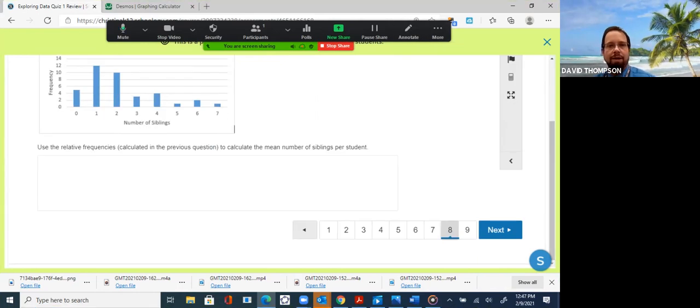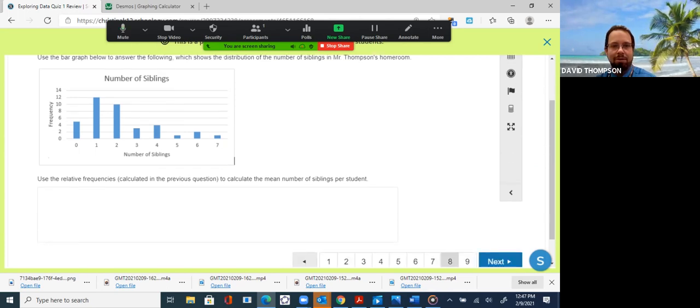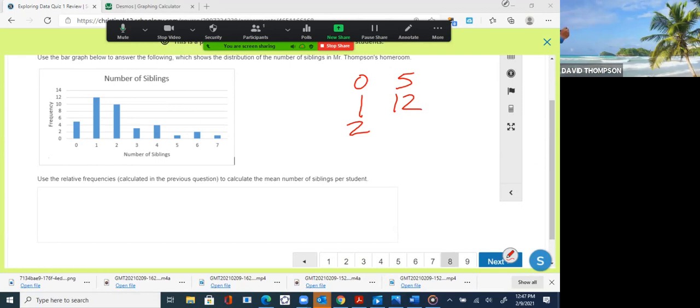Okay, question number 8. It says use the bar graph to answer the following. So it's asking us to find the mean number of syllables per student. So this is where we go into Desmos. And let's just make a quick table so we can see them side by side. There's 0, 5, 1, 12, 2, and 10, 3 and 3, 4 and 4, 5 and 1, 6 and 2, 7 and 1.